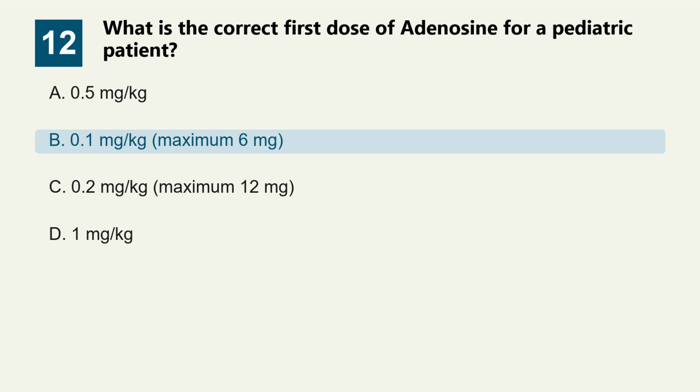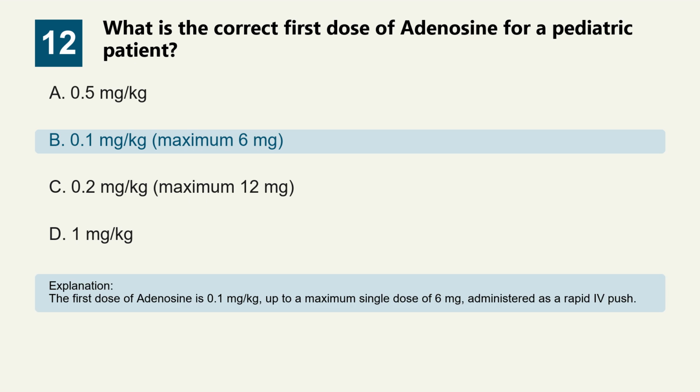The correct answer is option B, 0.1 mg per kilogram, maximum 6 mg. The first dose of adenosine is 0.1 mg per kilogram, up to a maximum single dose of 6 mg, administered as a rapid push.